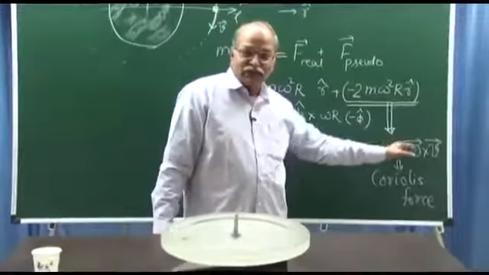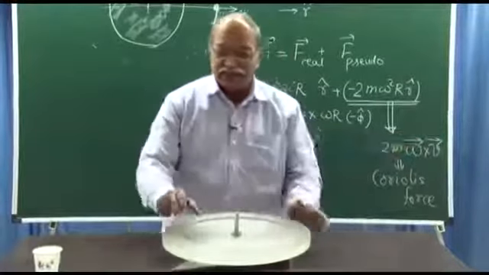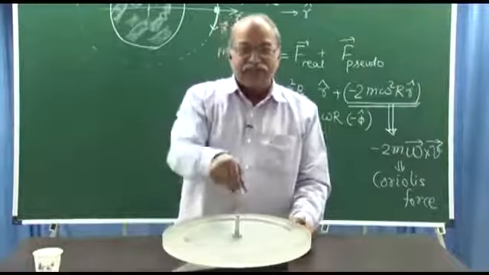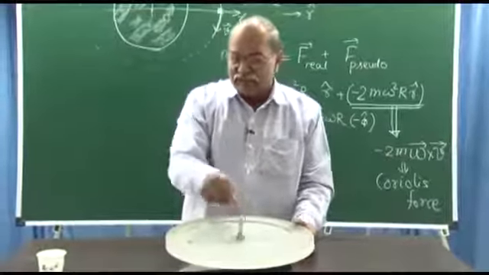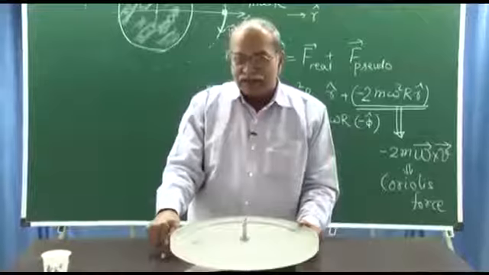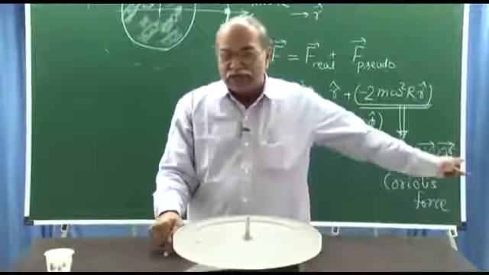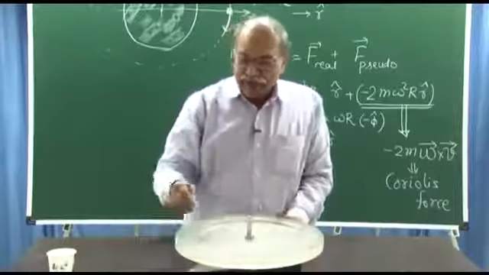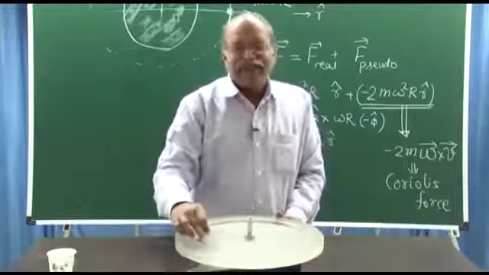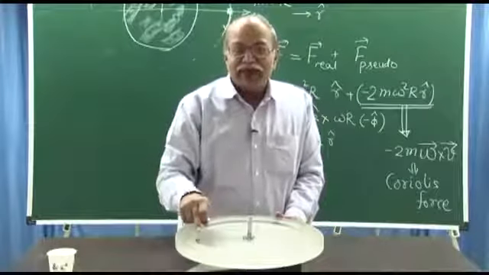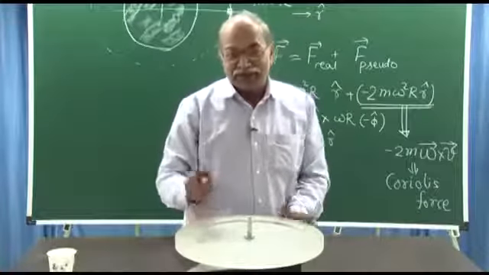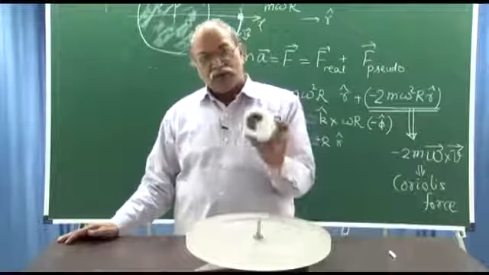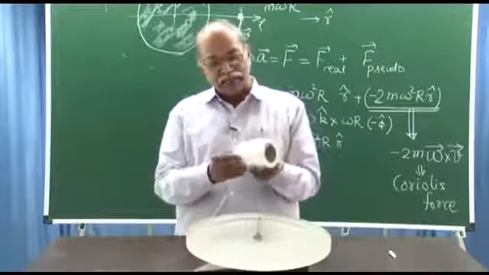So, minus 2m omega cross V in this scenario, when velocity is radially outward, and omega, the angular velocity vector of this frame, is vertically downward, does have a direction in this way, and the coin is deflecting in that direction as seen by this water path. So, that is the Coriolis force. Here is one more very interesting experiment.